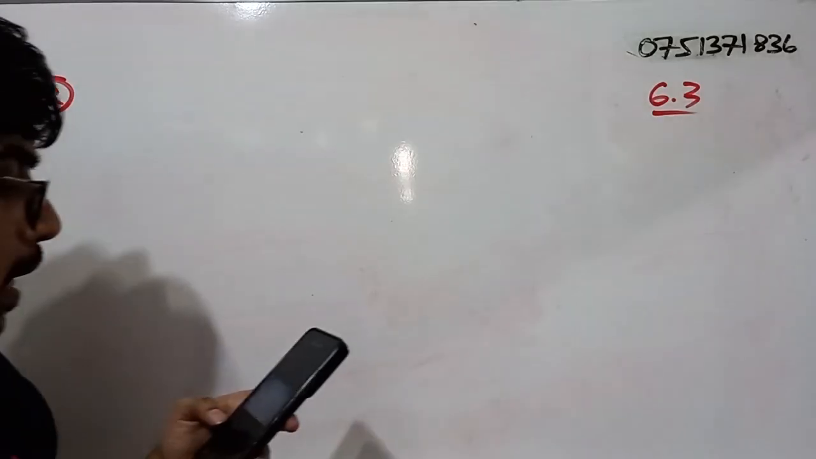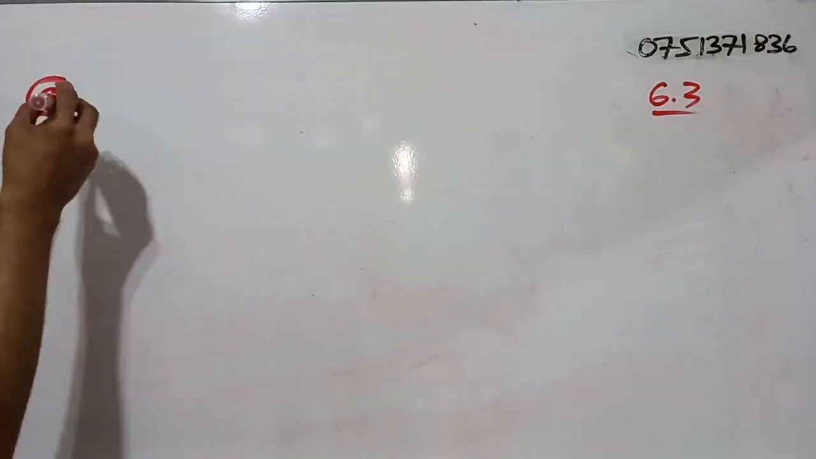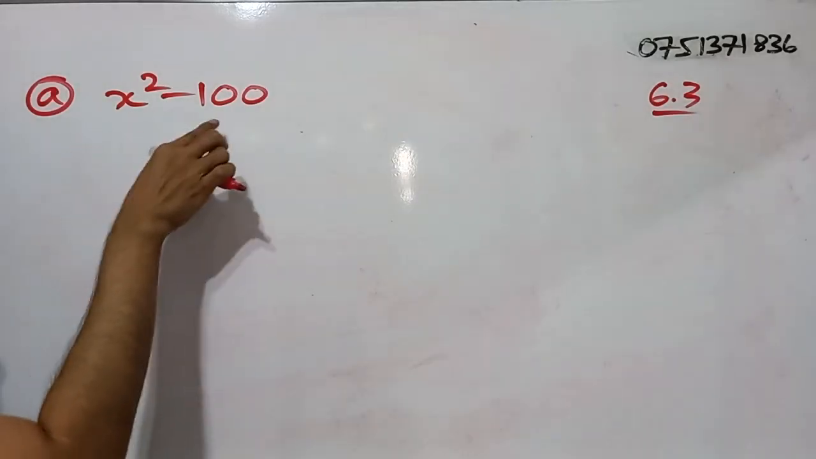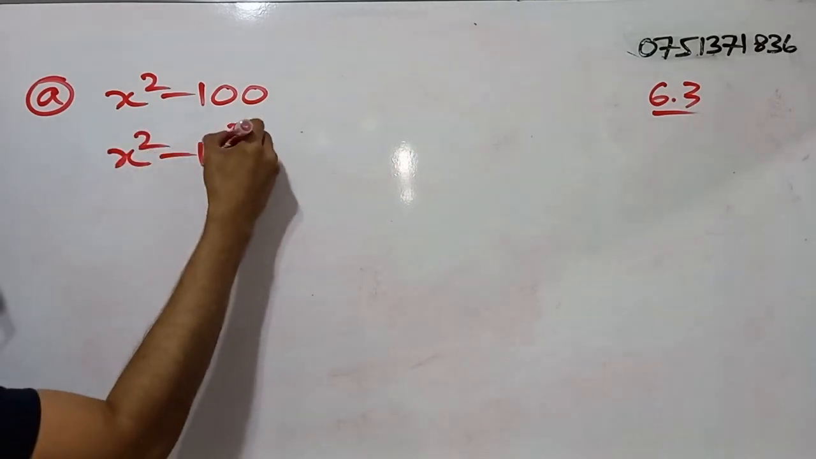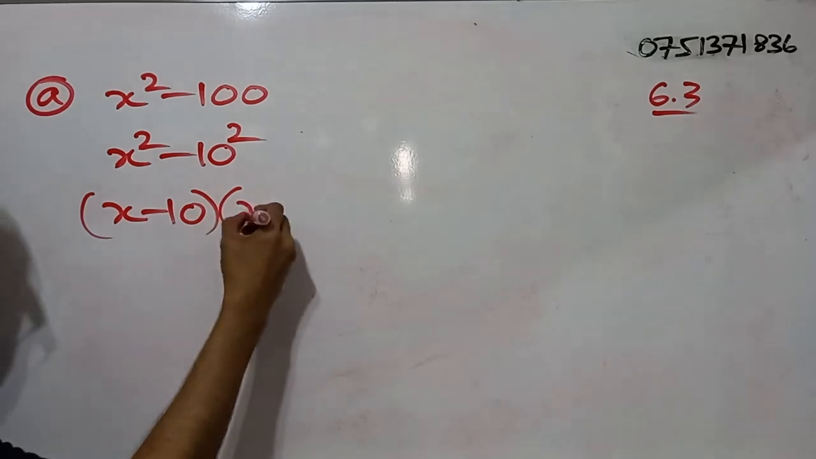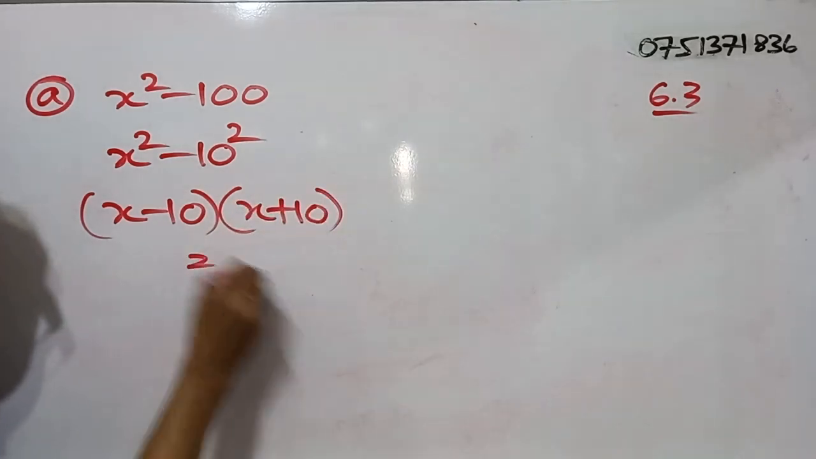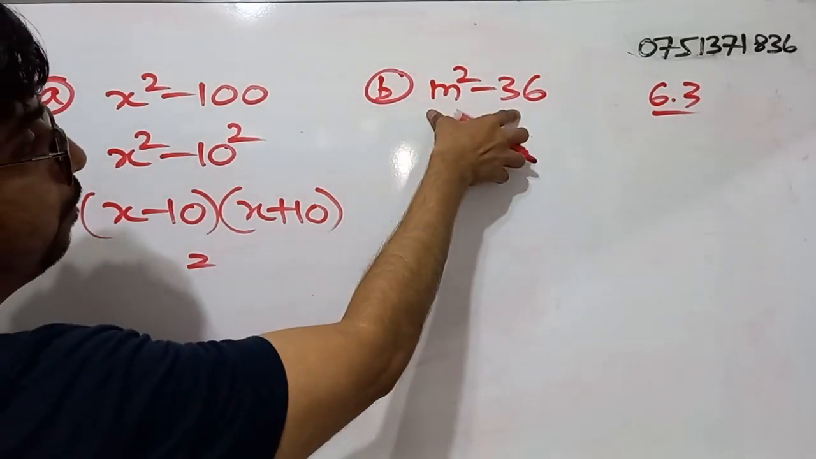Exercise 6.3. Factorize the expressions given below. Simple A. Okay. So these are difference of squares. So x squared minus 10 squared. So x minus 10, then x plus 10. That's the answer.